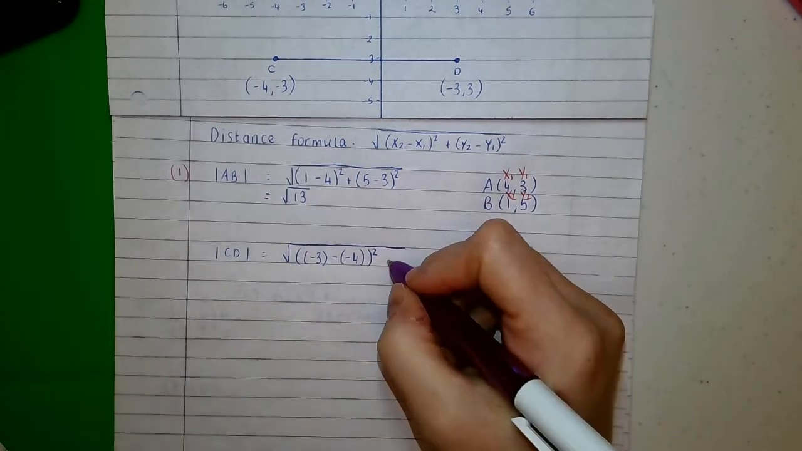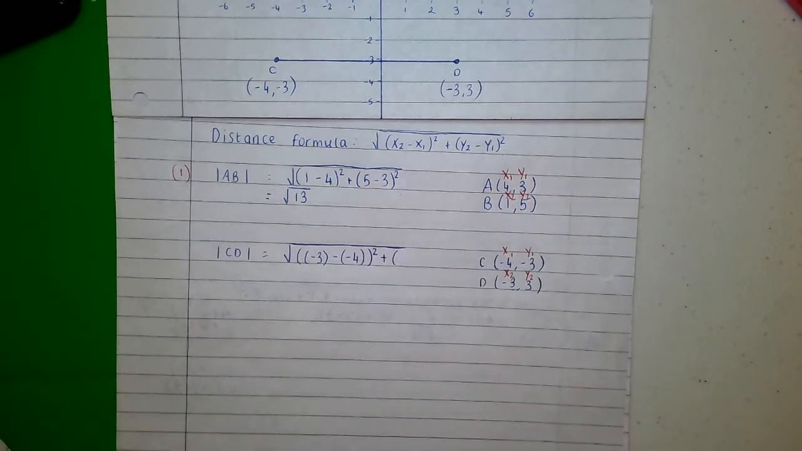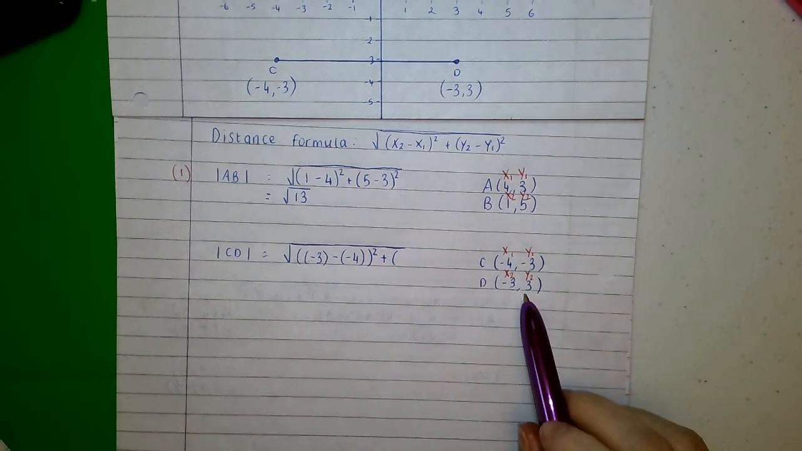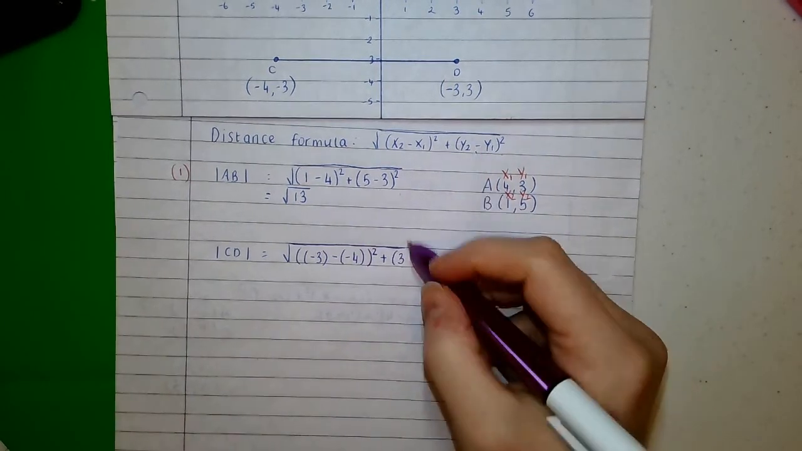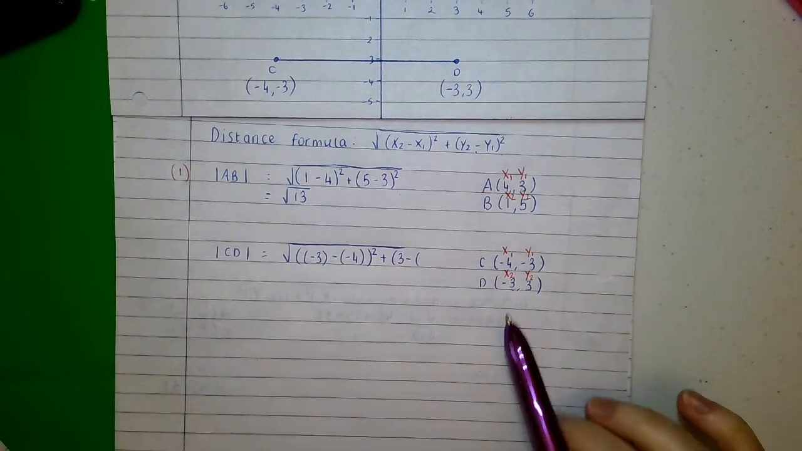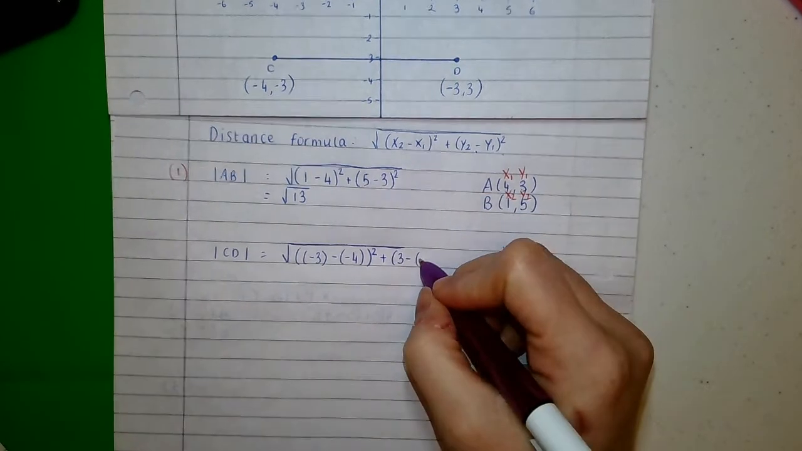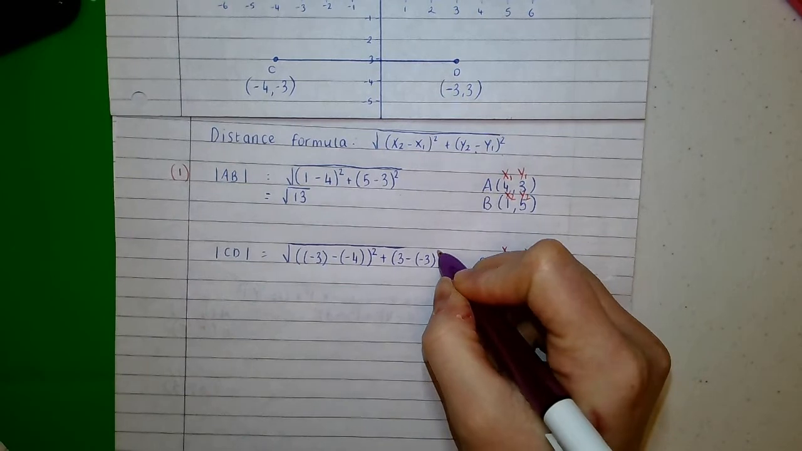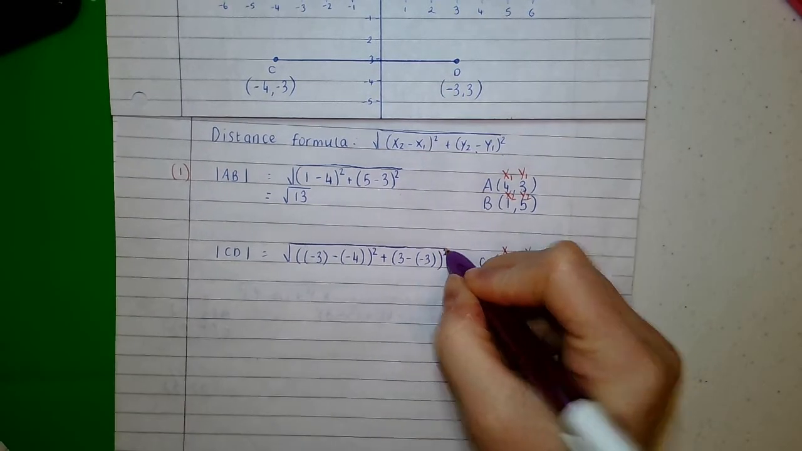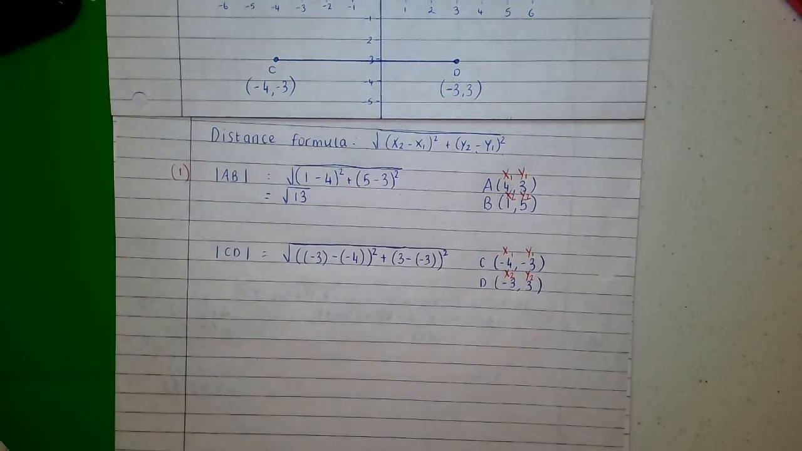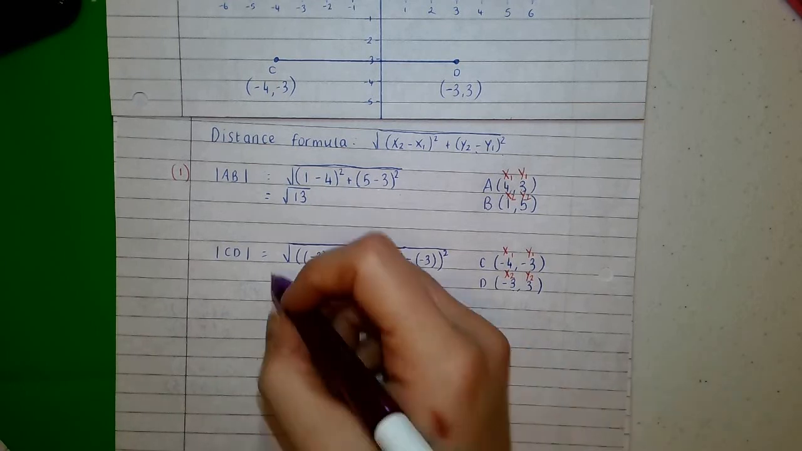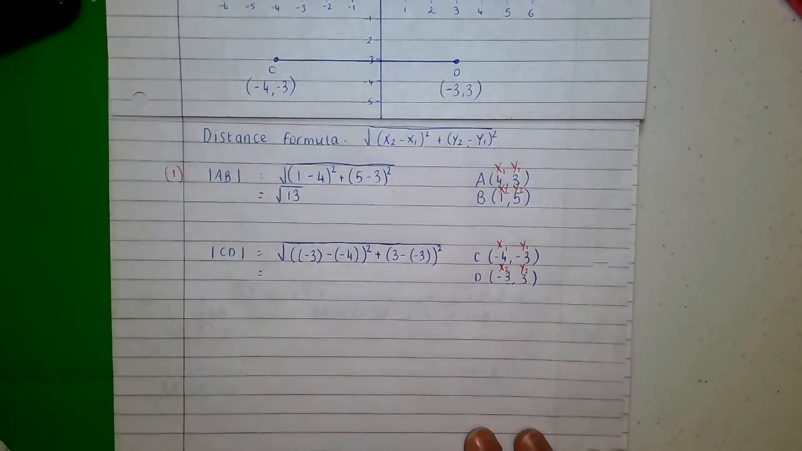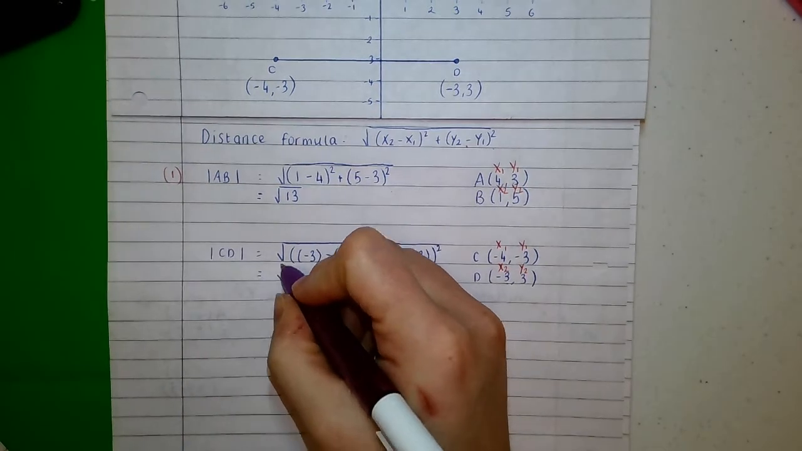Plus y2, which is 3. That doesn't need to go into a bracket. Minus y1, which is minus 3, which means it does need to go into a bracket. Now, if you're confident that you've used the brackets correctly and you've opened and closed all of the brackets, at this point you can put it straight into your calculator. If you're not sure, we can just work through it and remove those brackets.